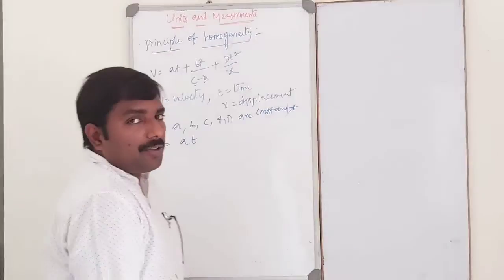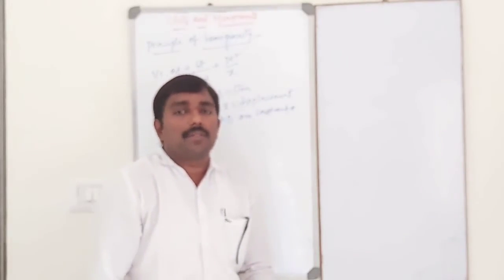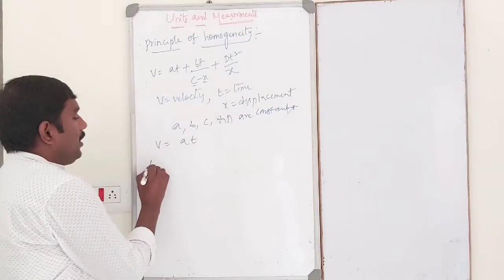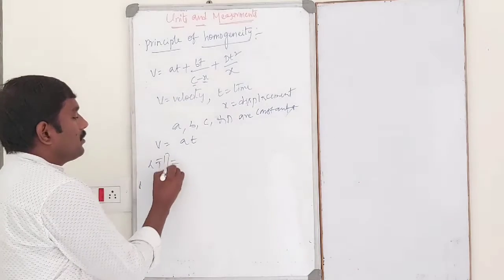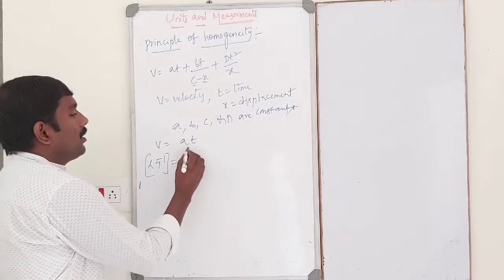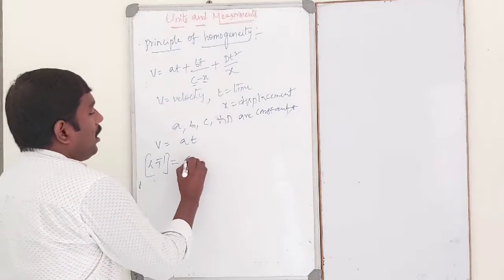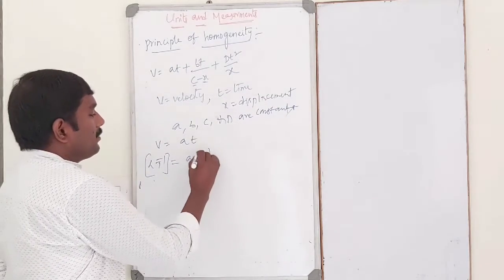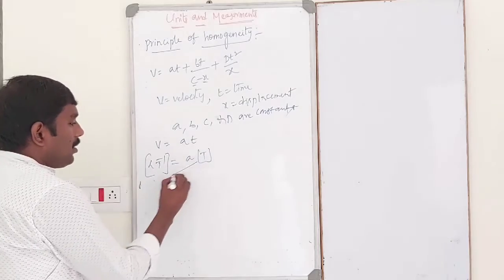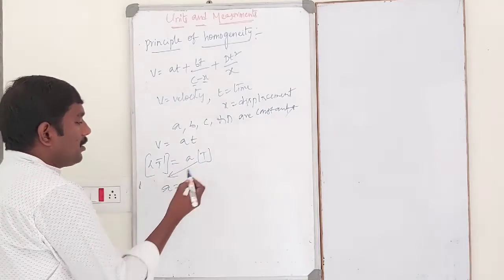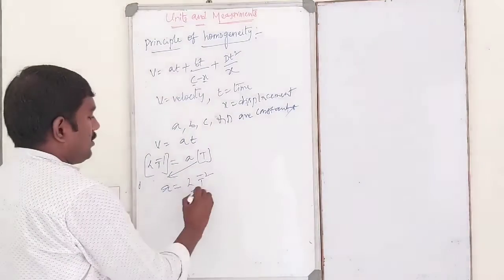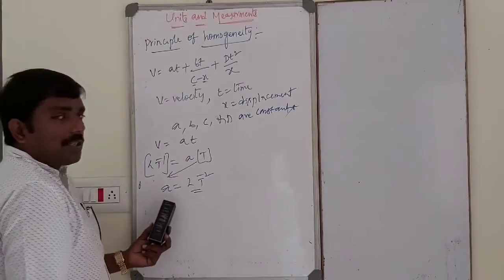According to the principle of homogeneity, the dimensions of both sides of the equation must be the same. What is the dimensional formula for velocity? LT^-1. So that is equal to a into t. What is the dimensional formula for time t? On cross multiplication, a is equal to LT^-2.